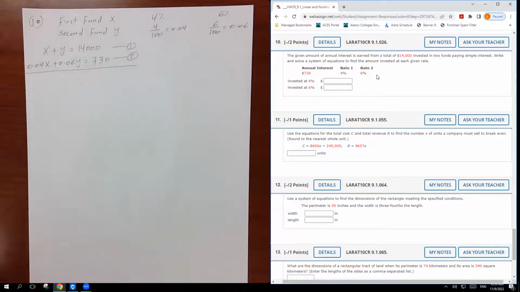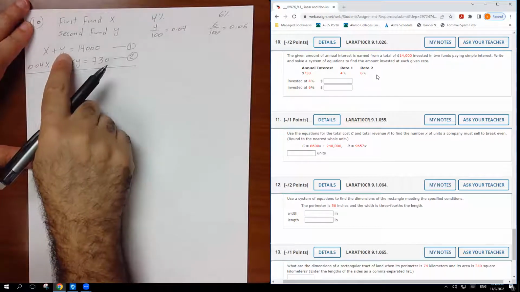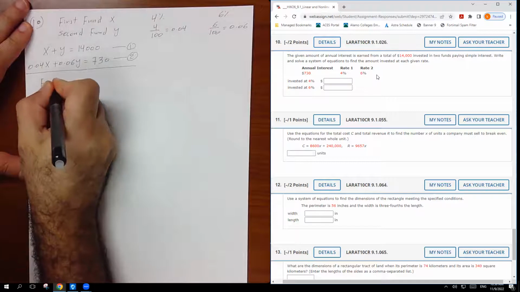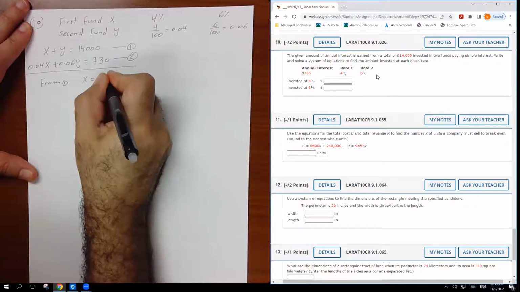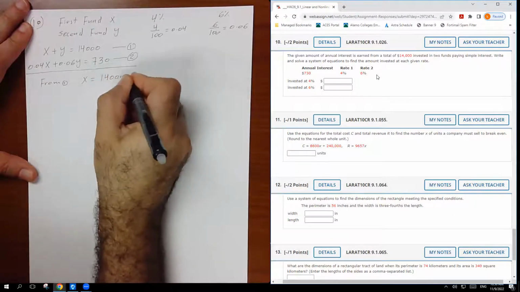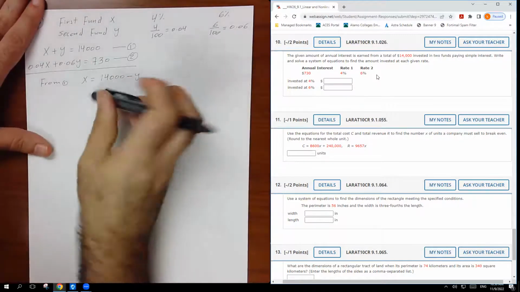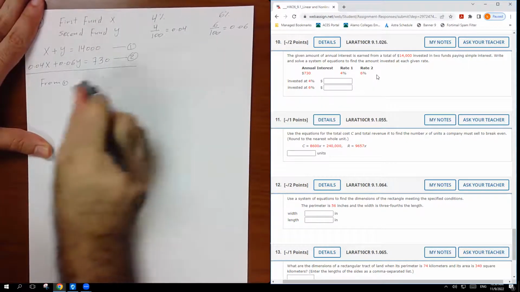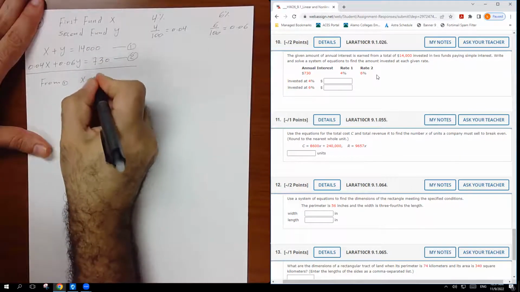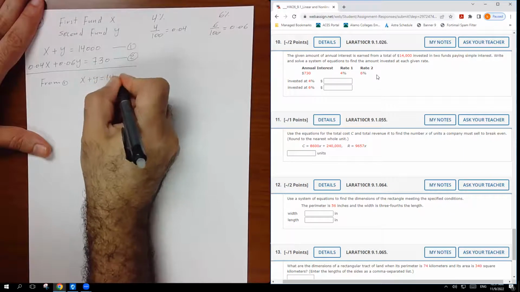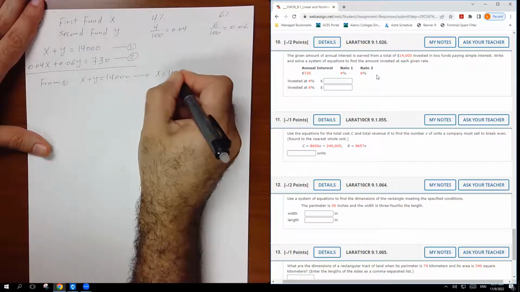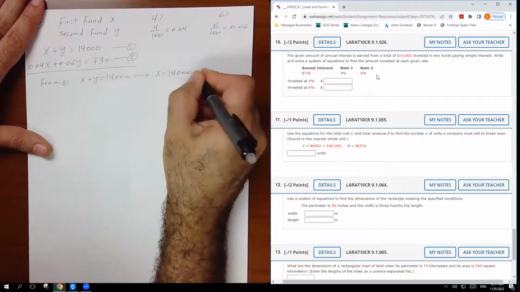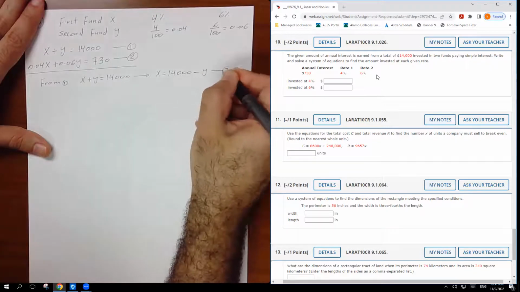By substitution method. What I'm going to do, the easiest one to solve is the first one. So from 1, X is going to be equal to 14,000 minus Y. I'm going to write down the first equation first, then I'm going to solve it. X plus Y equal 14,000, and X is going to be equal 14,000 minus Y. This is number 3.